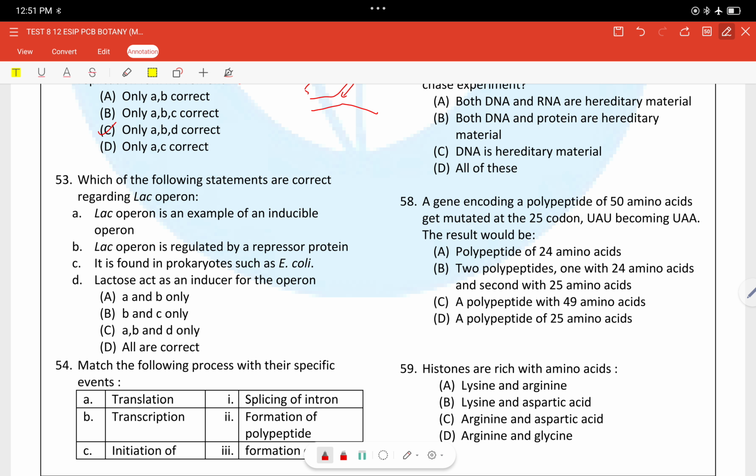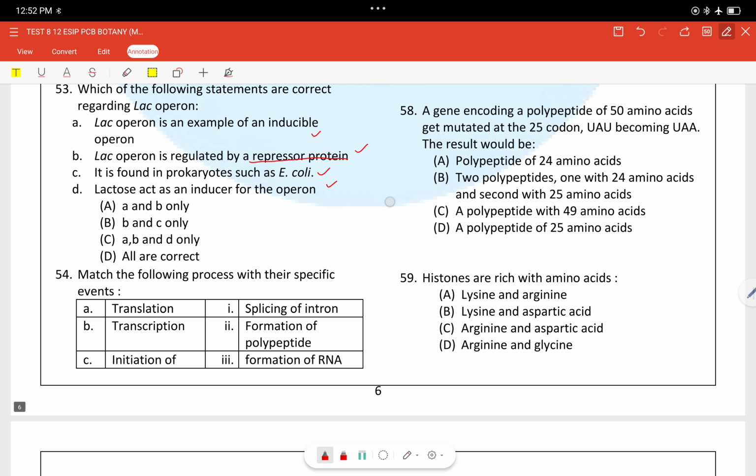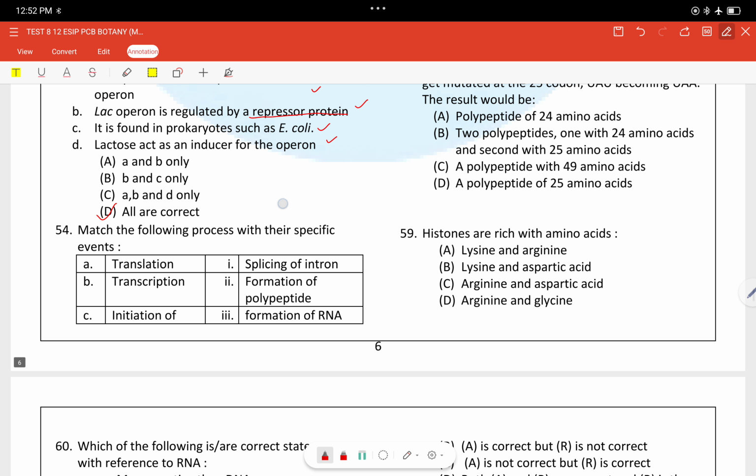C is incorrect. Which of the following statements are correct regarding the lac operon? Lac operon is an example of an inducible operon. That is correct because it is regulated by an inducer. And the lac operon is regulated by a repressor protein. If it is regulated by a repressor protein, then it is negative regulation. This is also correct. It is found in prokaryotes such as E. coli. That is correct. It is found in prokaryotic cells. The lac operon system is not found in eukaryotes or humans. Lactose acts as the inducer for the operon. That is also correct. And we have already discussed the structure of the operon. So all the statements are correct.